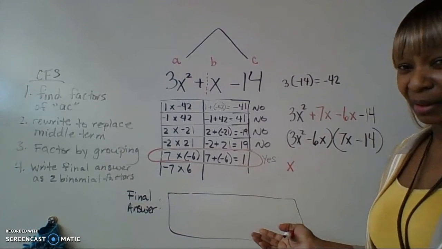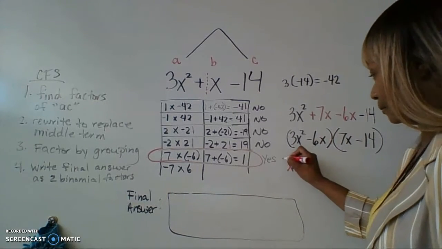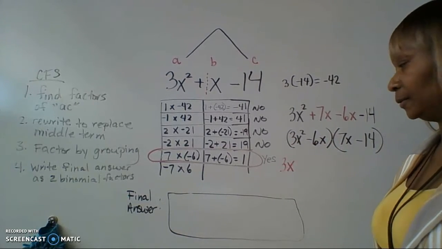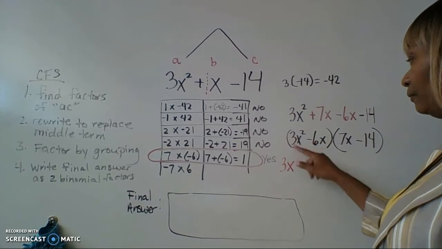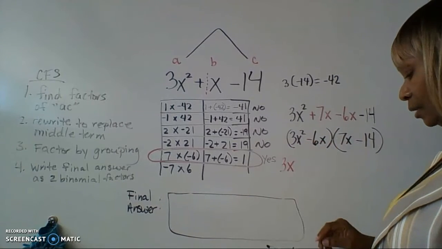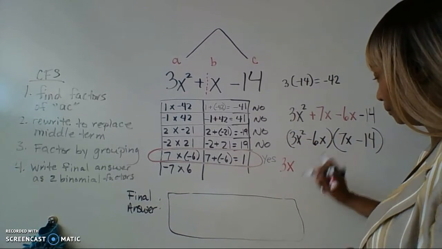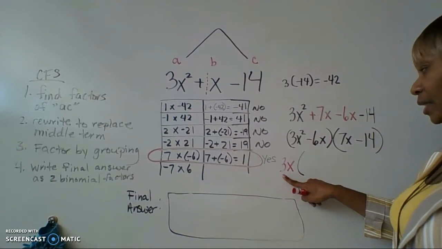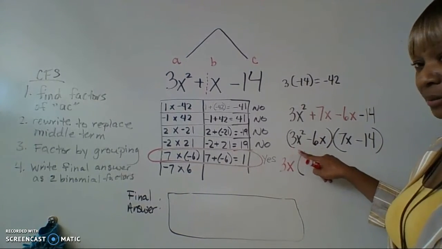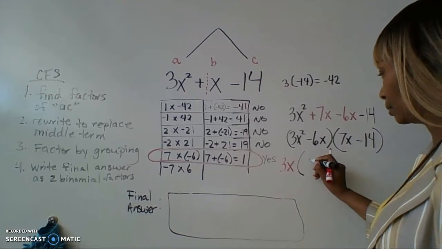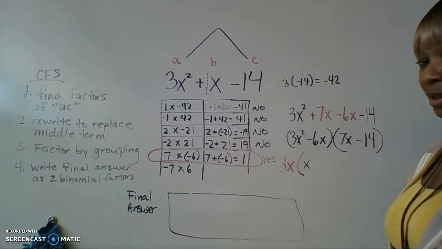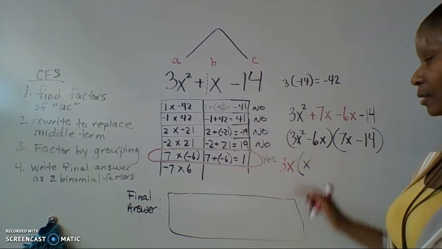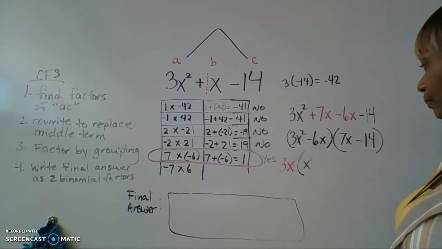Do they have a number in common? Sure they do. It's 3. Because 3 can divide into 3 and it could divide into 6 evenly. So 3x is my greatest common factor for 3x squared and a negative 6x. Now I open up my parentheses and ask myself, this greatest common factor, 3x, times what would give me back 3x squared? Well, that would be x. 3x times x gives me back 3x squared. Remember the exponent rule. As you're adding up the exponent powers, it should get back to 2. 1 plus 1 is 2.